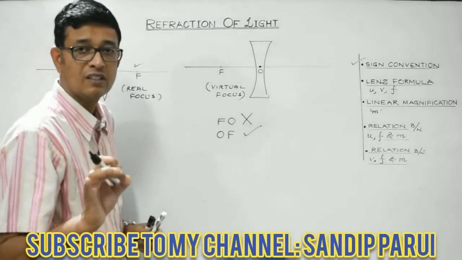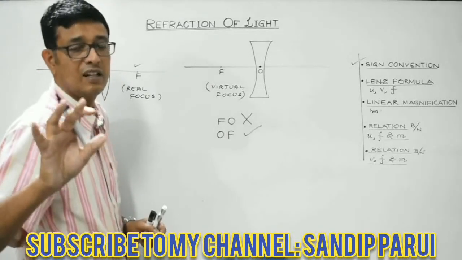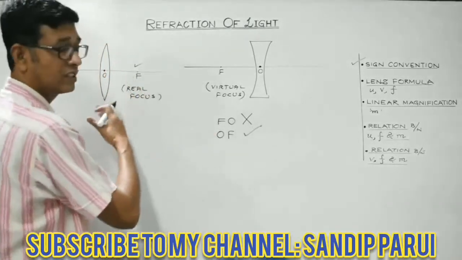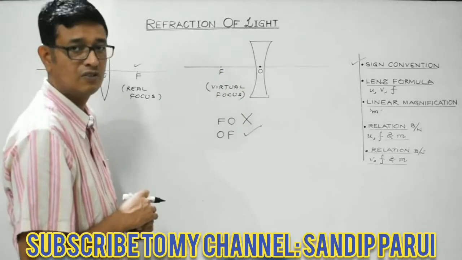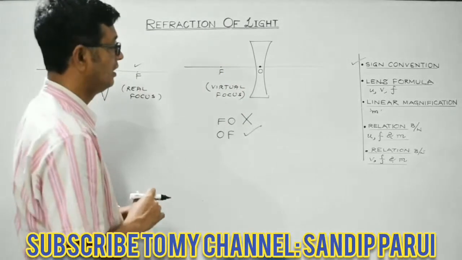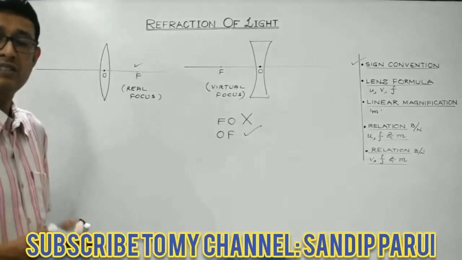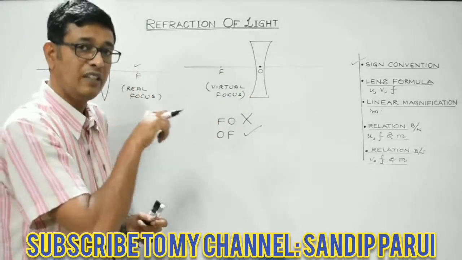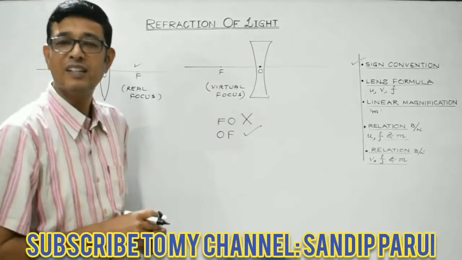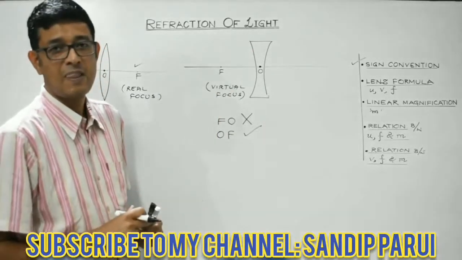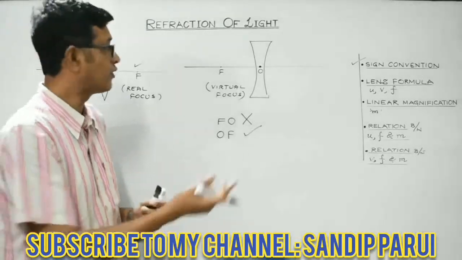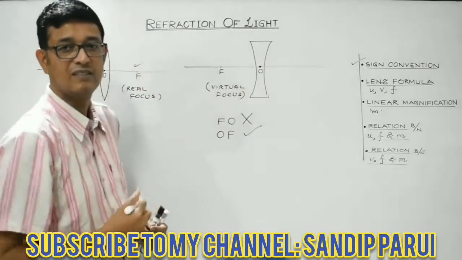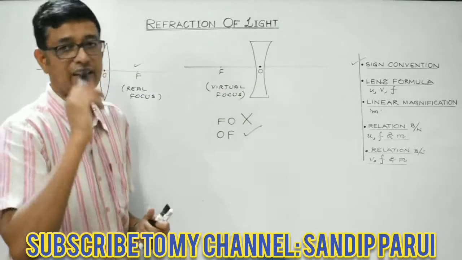So the first rule is, all the distances are to be measured from the optical center of the lens, be it a convex lens or a concave lens. Second, all the distances measured from the optical center of the lens along the direction of the incident light will be assigned positive sign. And the distances measured from the optical center in a direction opposite to that of the incident light will be assigned negative sign.